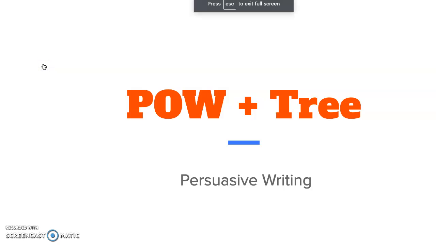Hello everyone. We are going to get started with our POW plus TREE persuasive writing for today. We have done this POW and TREE a couple different times, and today I'm going to show you what it looks like to organize your writing for your persuasive opinion.